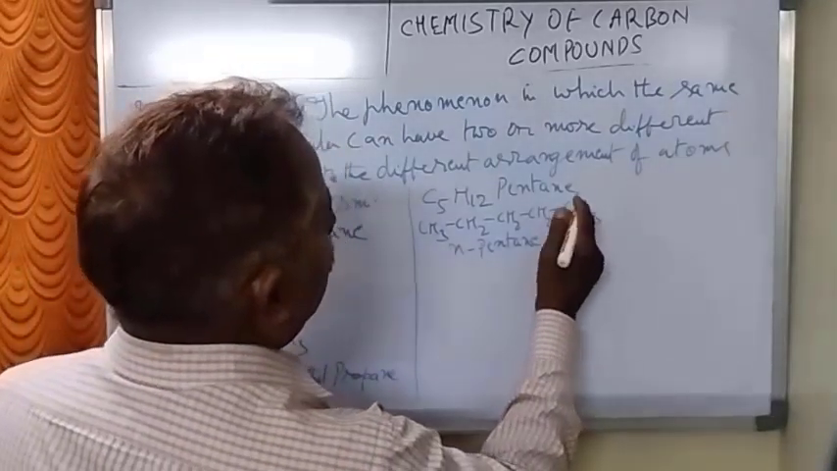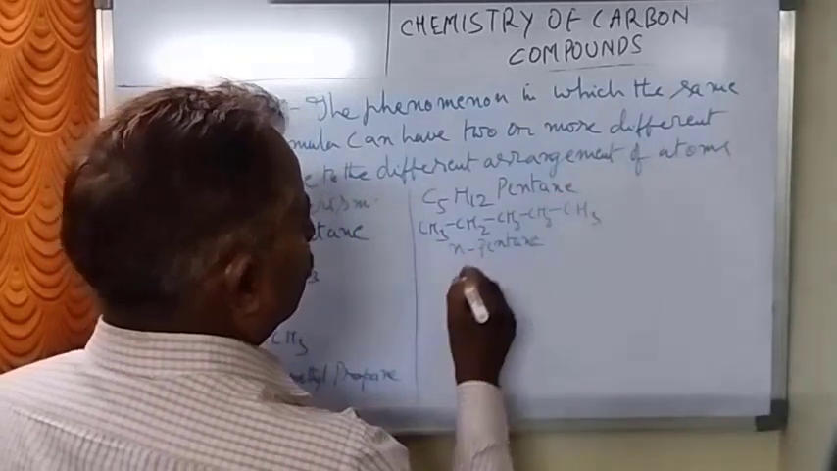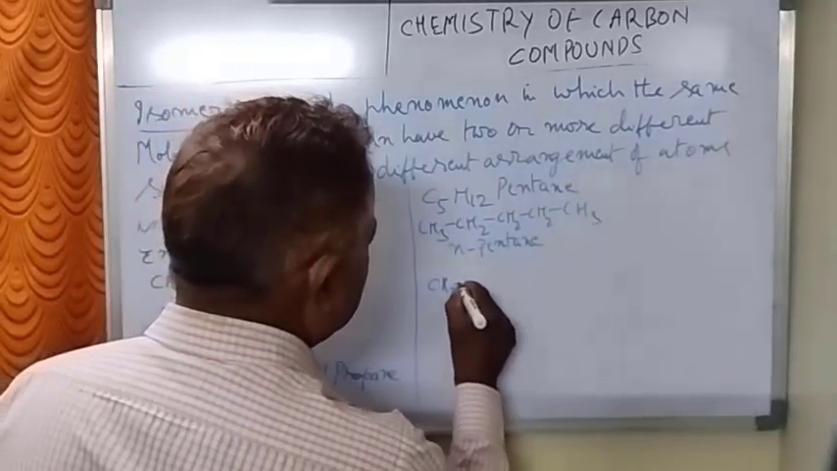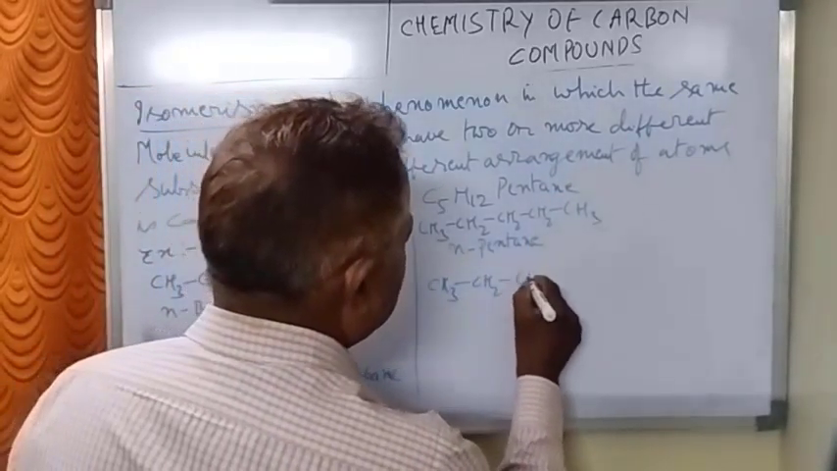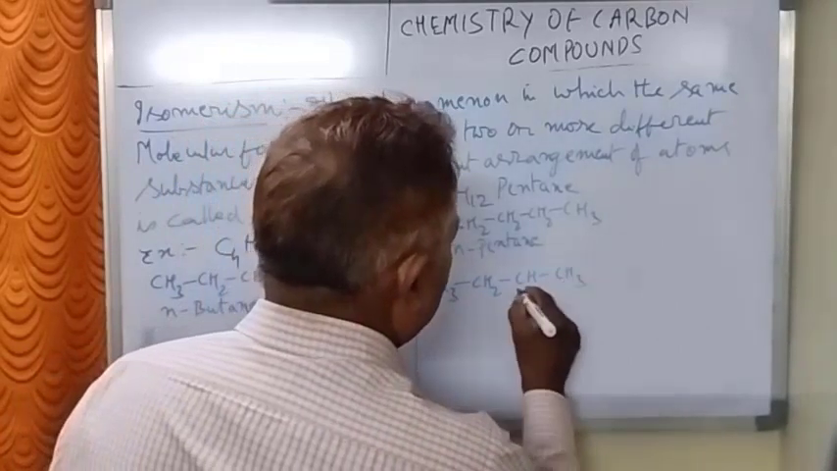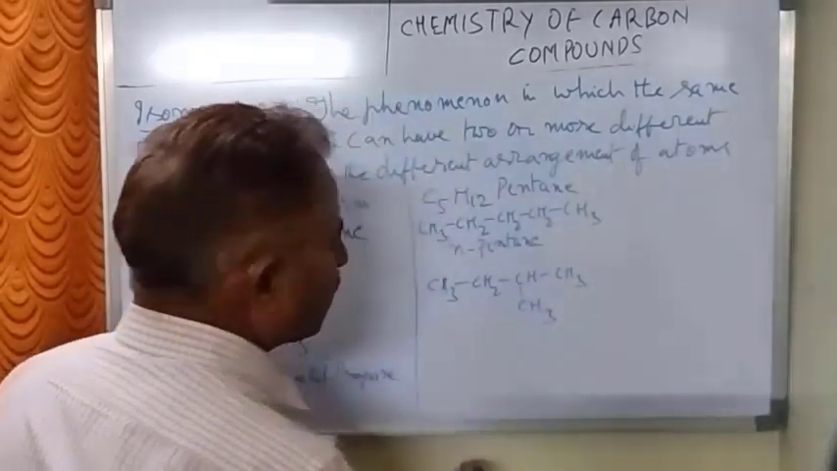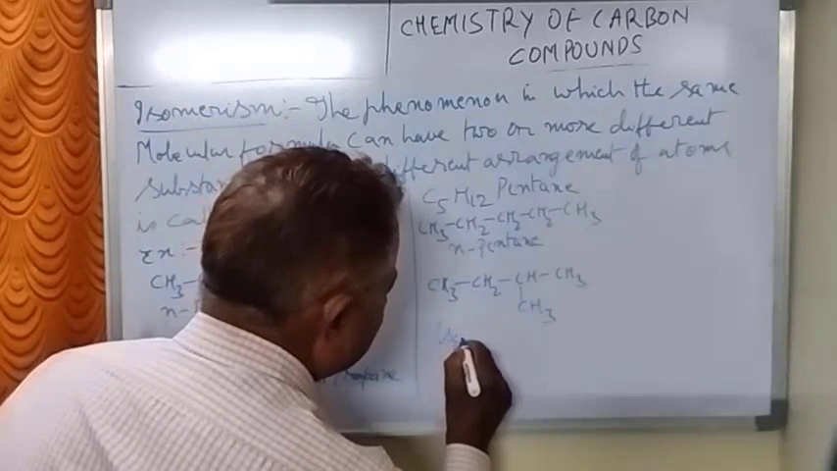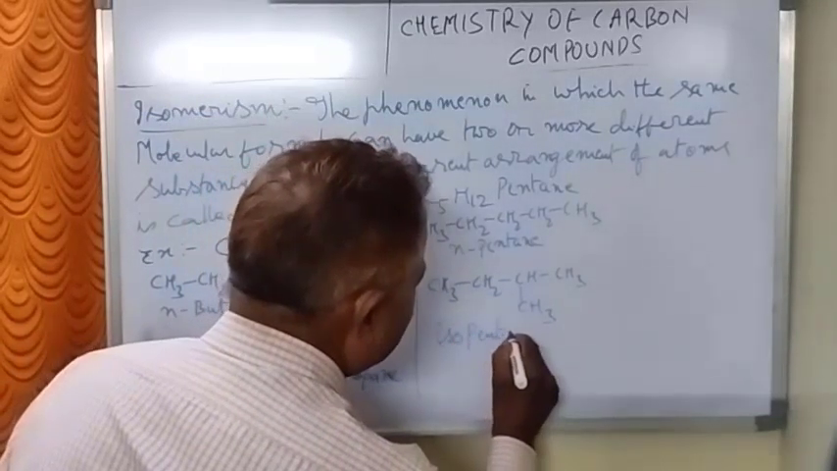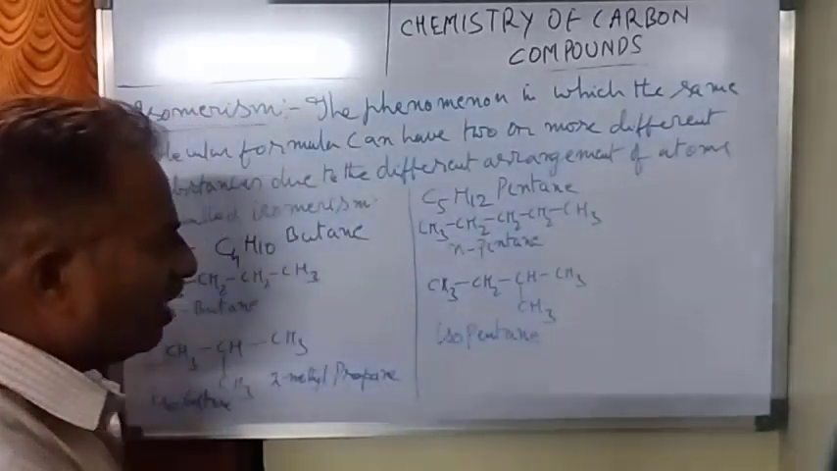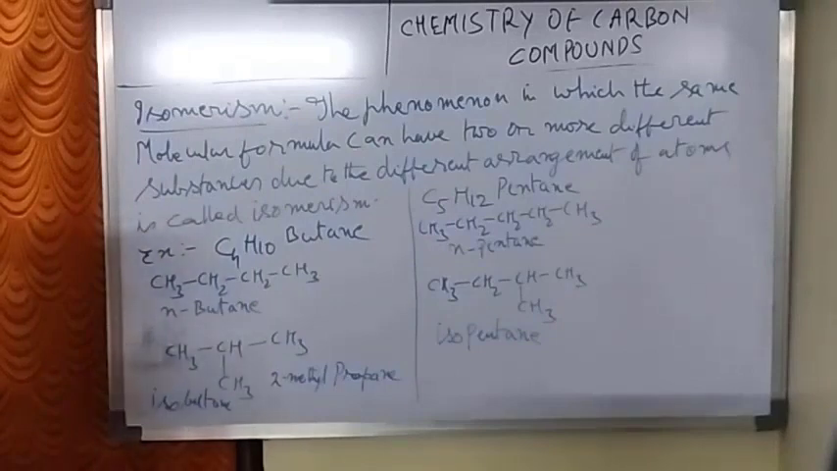Now remove one carbon atom and keep it as one side chain. So this is CH3, CH2, CH, CH3, and of course here CH3. This is isopentane. Isopentane is 2-methyl butane, the IUPAC name.